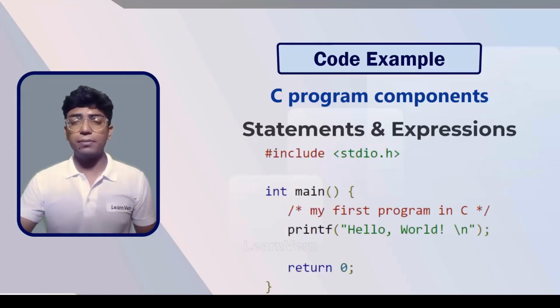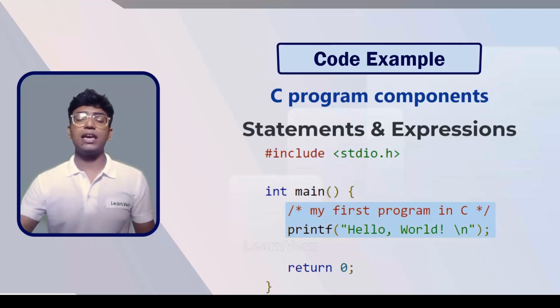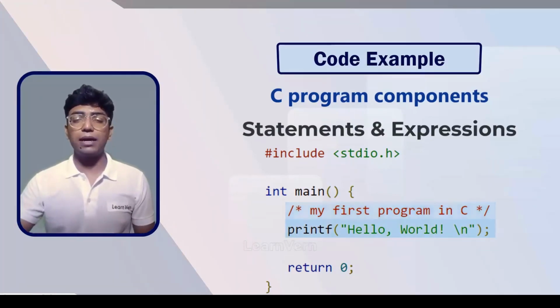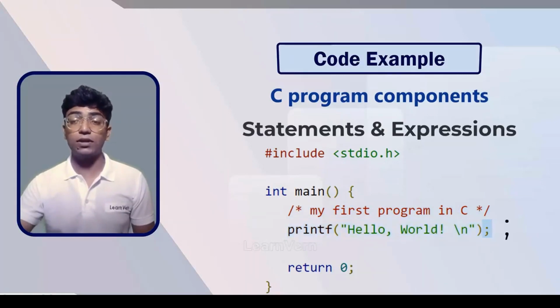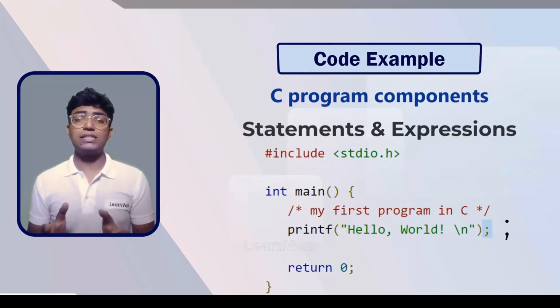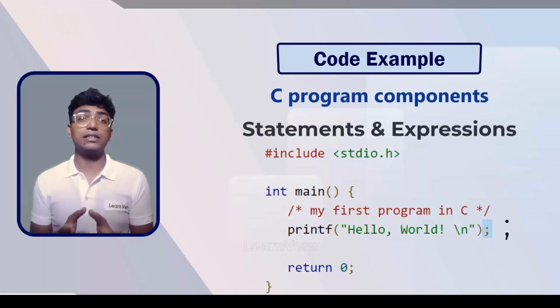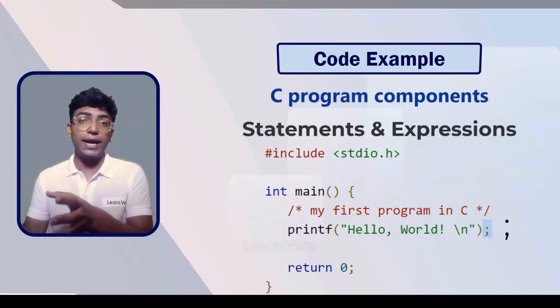You can see in this code example that there is one line starting with slash and star, and there are lines starting from printf. These are the statements and expressions. Here you can see that this printf line has a semicolon at the end. The statements in our C programming basically end with a semicolon. With the semicolon, we get to know that this statement has ended.